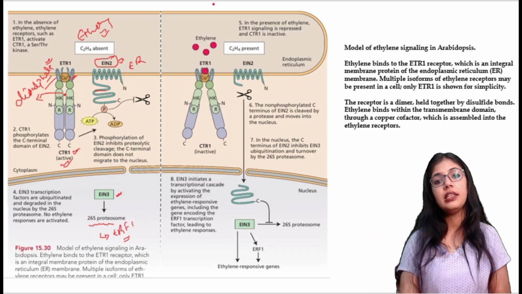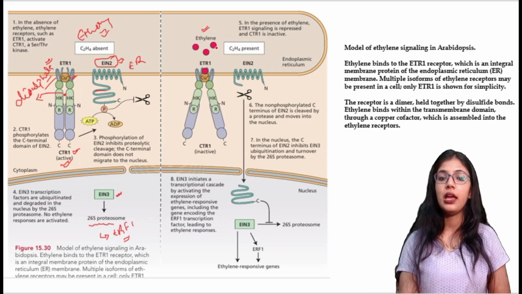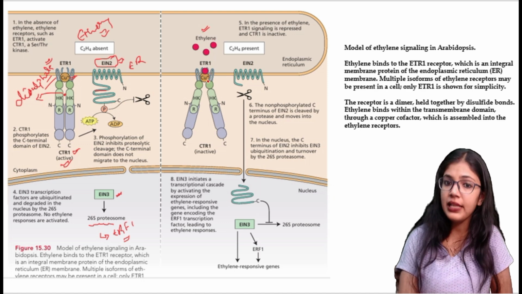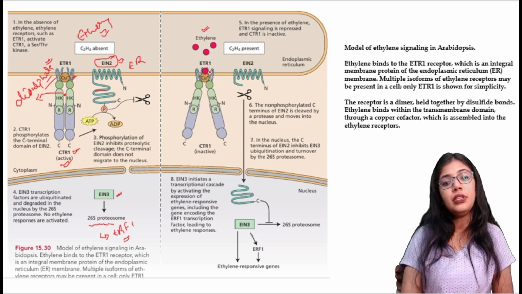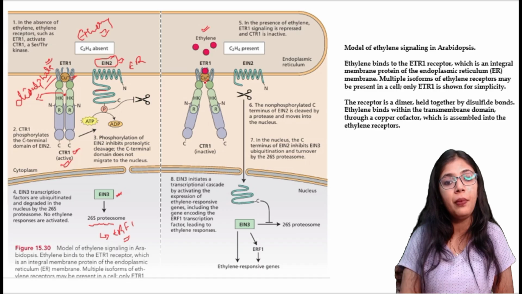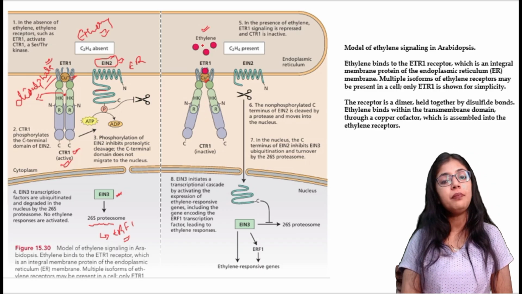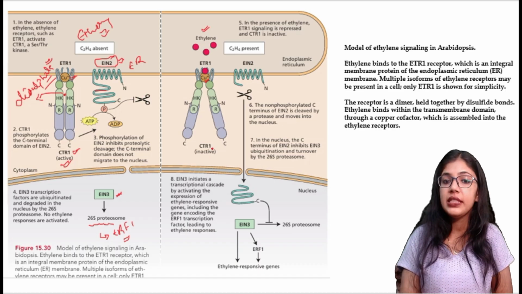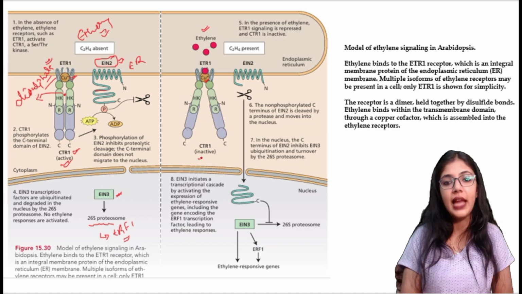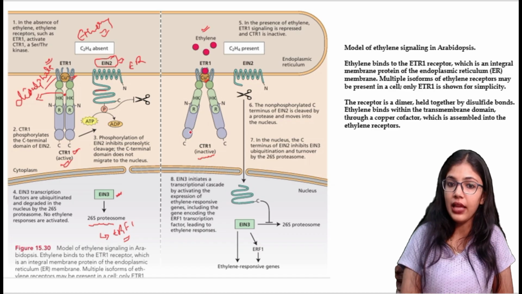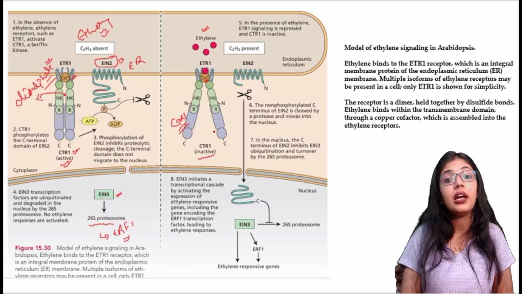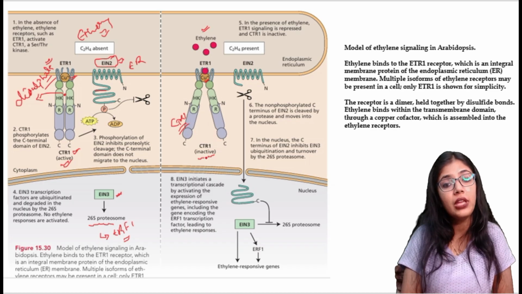Here we can see the ethylene molecules present, and for binding ethylene with this receptor, it requires a copper ion. It is a copper dependent mechanism. So in the presence of ethylene, what happens? The CTR1 gets inactivated. Like we can see here, it is being detached. They are not connected now, so they are inactive.